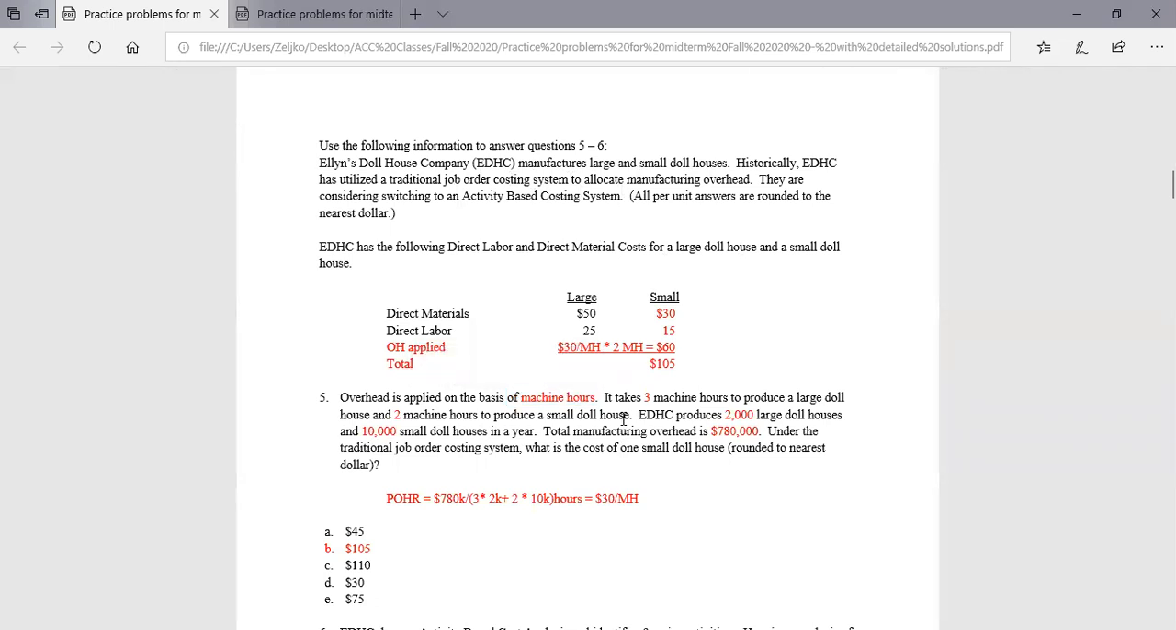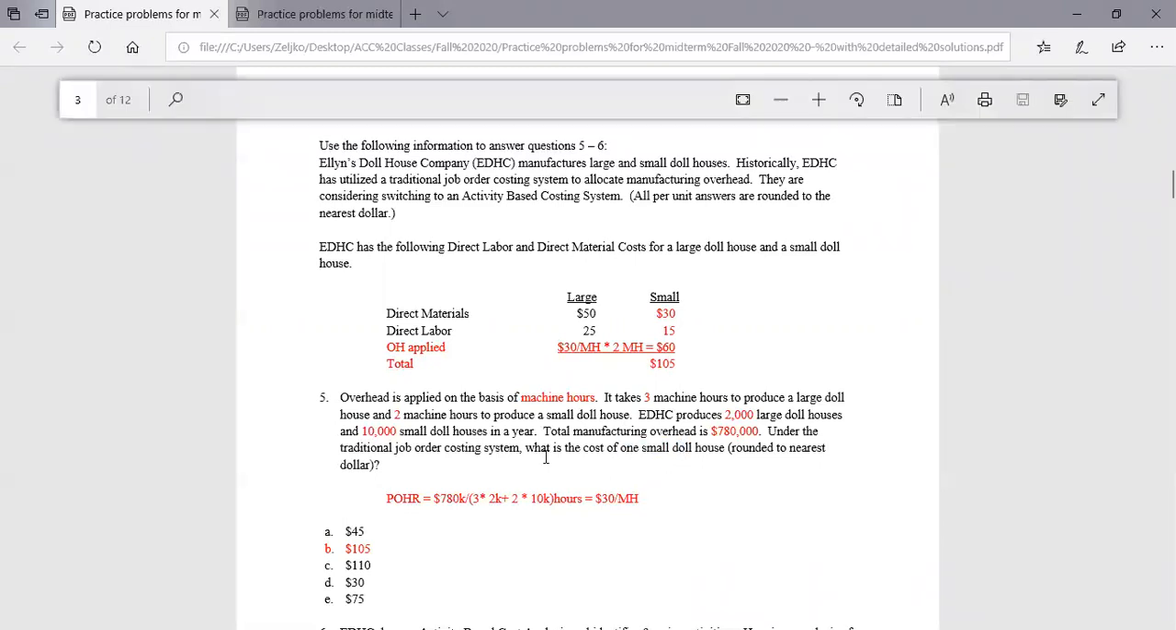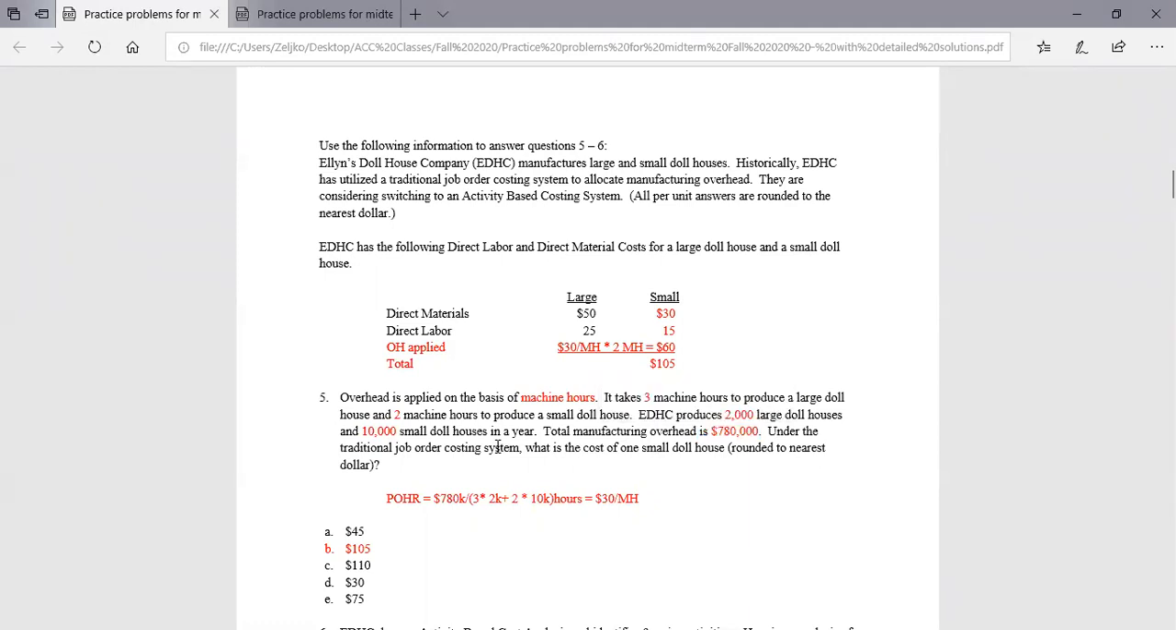Machine hours. Okay, so we have to find our POHR. We have to find actual hours that this doll uses. Since we are looking for just one small dollhouse, we will use the hours for the small one. We have total manufacturing overhead of 780,000. How many are total machine hours? Remember, you need to use total machine hours.